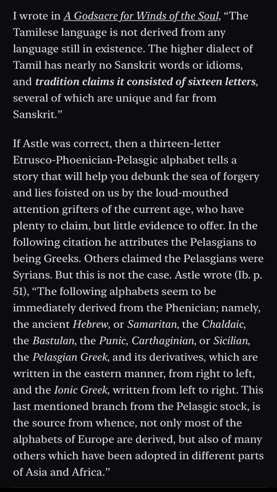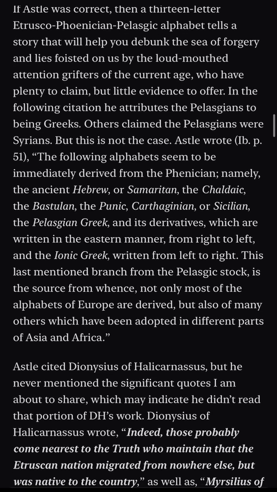The higher dialect of Tamil has nearly no Sanskrit words or idioms, and tradition claims it consisted of 16 letters, several of which are unique and far from Sanskrit. If Astle was correct, then a 13-letter Etrusco-Phoenician Pelasgic alphabet tells a story that will help you debunk the sea of forgery and lies foisted on us by the loudmouthed attention grifters of the current age, who have plenty to claim, but little evidence to offer.